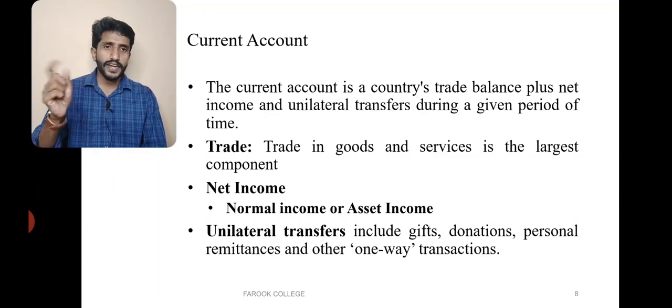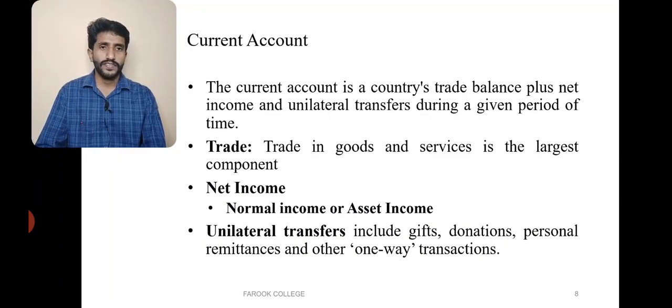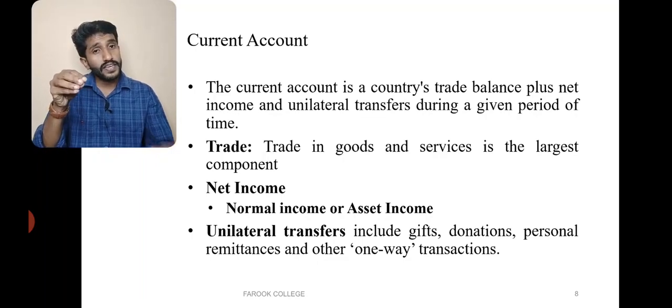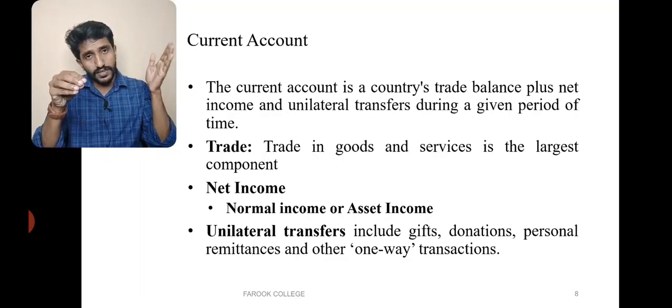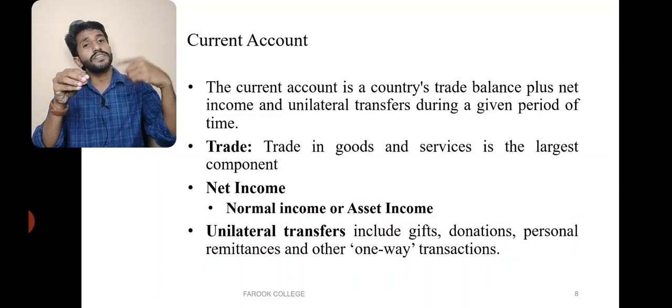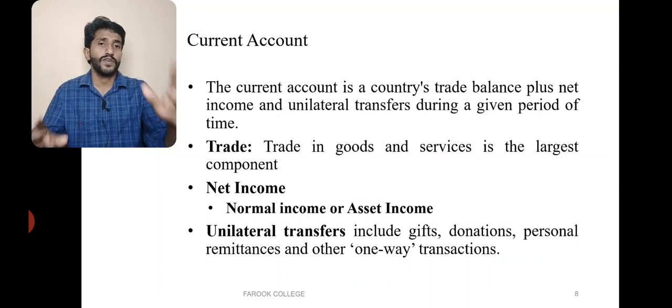Okay, all trade in goods and services, then net income, then unilateral transfers. Net income, you should not be mistaken, because all FDI and FII comes in capital account, but the income generated from that is included in current account.